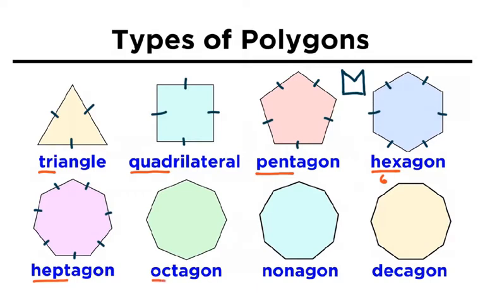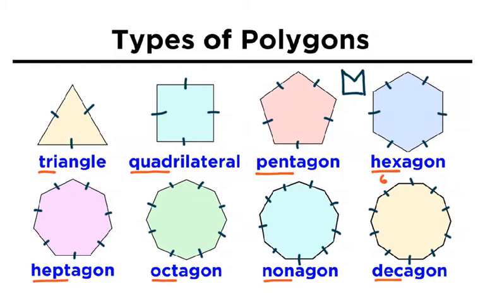And I bet you can remember oct. That's like an octopus. That means 8 sides. This is a regular octagon, so there are 8 equal sides. We also have a nonagon, 9 sides. This is a regular nonagon, so 9 equal sides. And we have a decagon. This has 10 sides. Dec means 10. You have a decade, which is 10 years. This is a regular decagon because it has 10 equal sides.